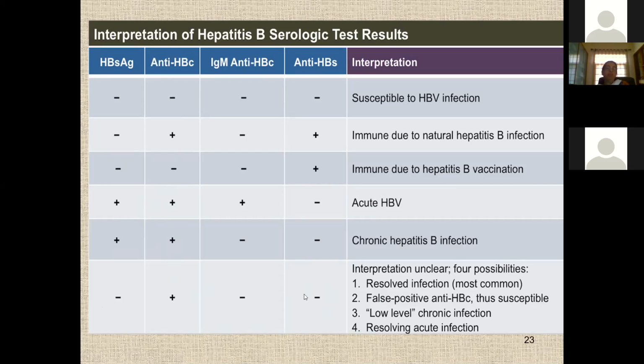That means that the patient has not developed antibodies, and you need to vaccinate these patients basically because they still can get hepatitis B in future.